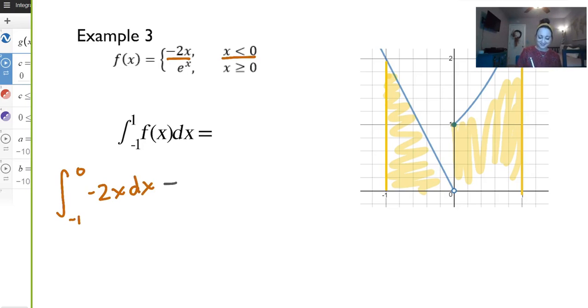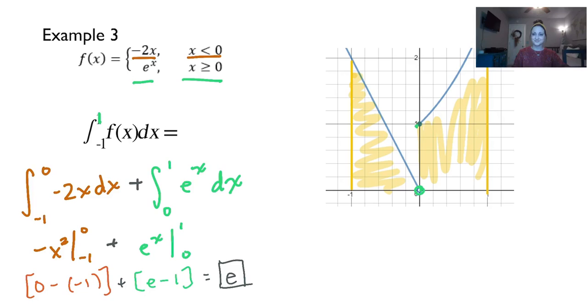And then I'm going to add the integral, and I need to pick right back up where I left off, right? Open circle, closed circle, doesn't matter. I need to pick right back up at x equals 0, and then I'm going to finish at x equals 1 here. And those are all x's greater than or equal to 0, so that means I need to use that piece, so e to the x. And now we'll just go ahead and anti-derive and evaluate, okay? And force a pause on the screen. Can you please do these two and add them by hand? All right, we should have gotten e.